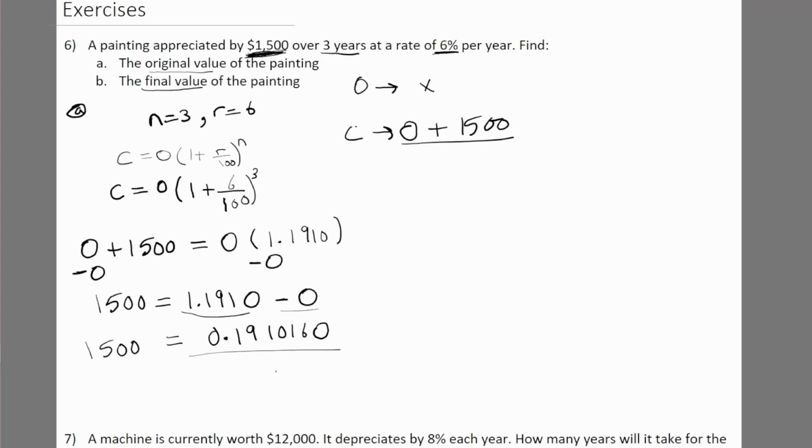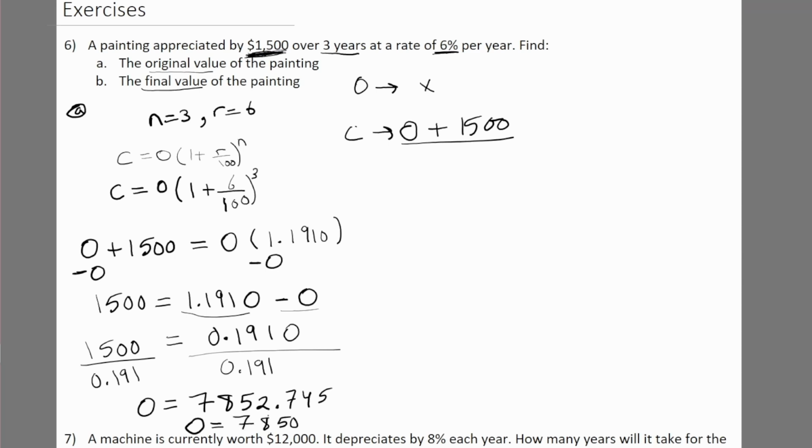And then we're going to divide by this. You don't need to write the whole thing. You can just write the first few numbers. As long as you use the accurate version on your calculator, you're good to go. So 1,500 divided by it, and we get that the original value of the painting is 7,852.74532, whatever. So I'm going to round this to 3 significant figures. This would be 7,850.